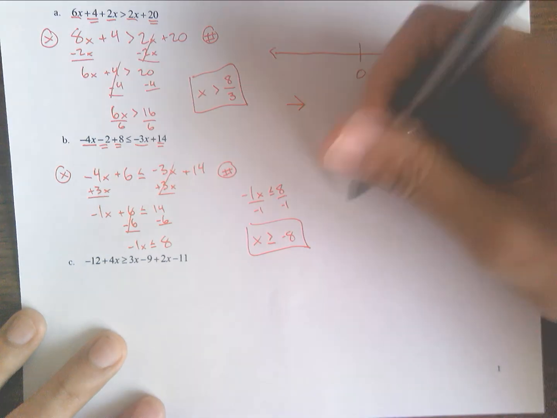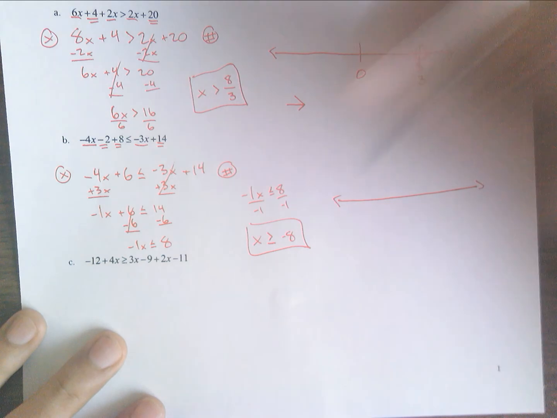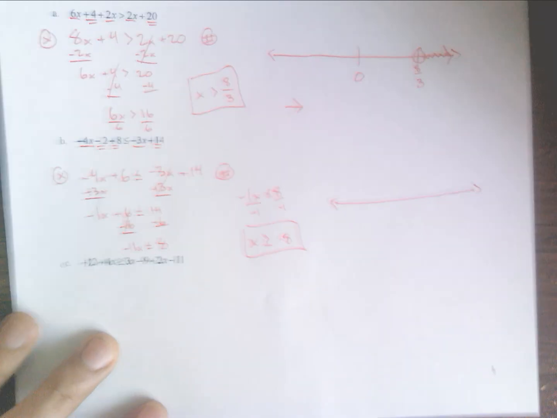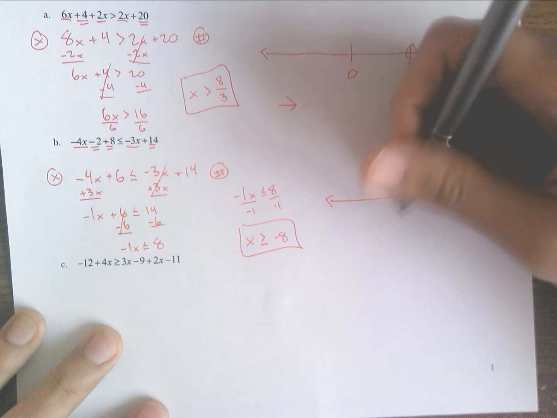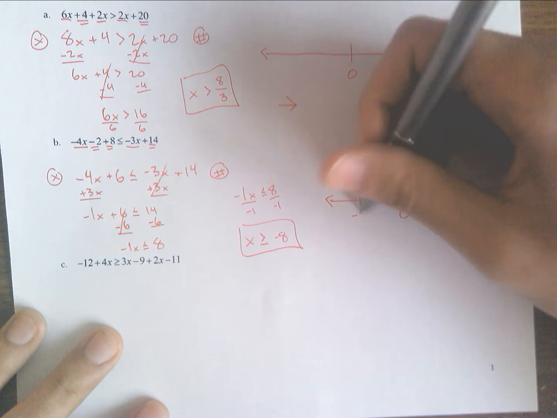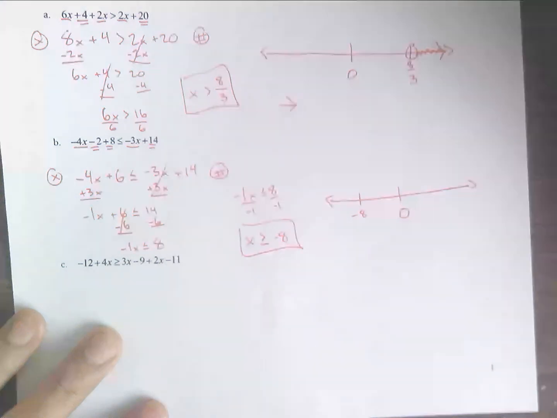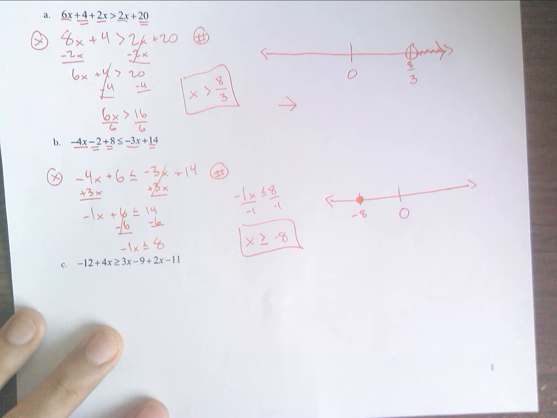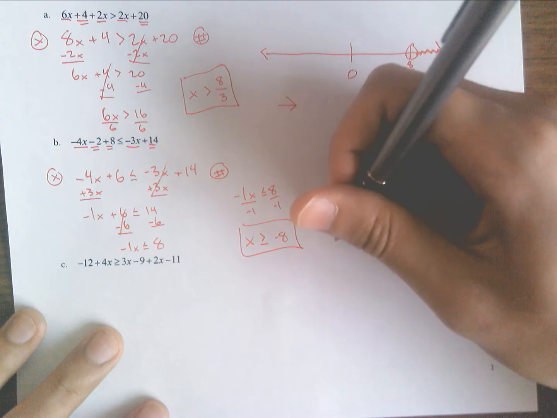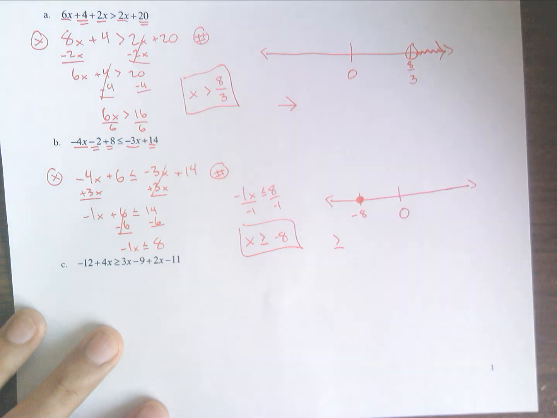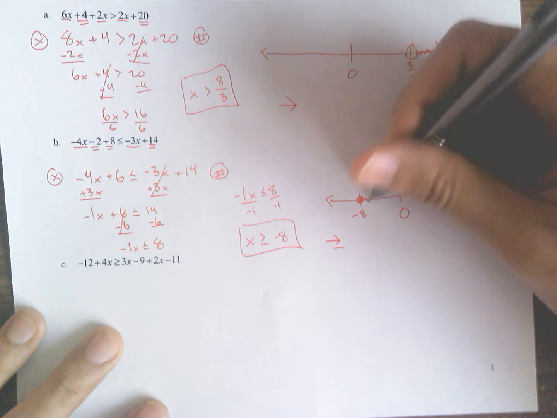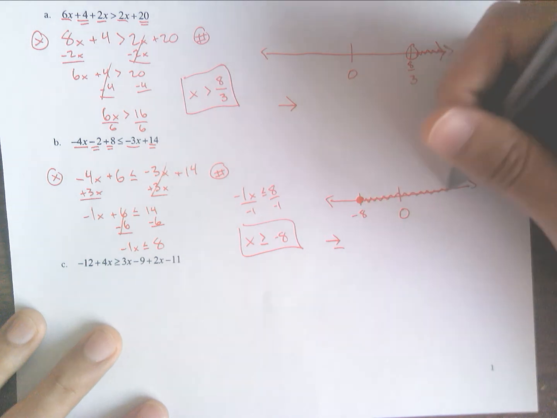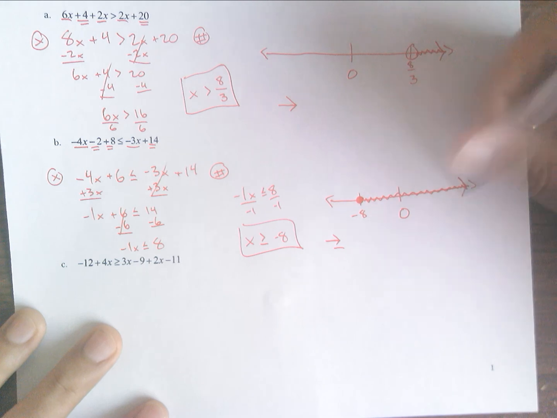So to graph this, again, our variable's on the left-hand side, so we're good. We don't have to flip. We'll plot 0 and negative 8. Negative 8 is on the left-hand side of 0. We've got greater than or equal to, so that's a shaded circle. And then using our arrow trick, greater than or equal to, we're going to draw in our arrow. So we're going to shade to the right, and we draw in our arrowhead.